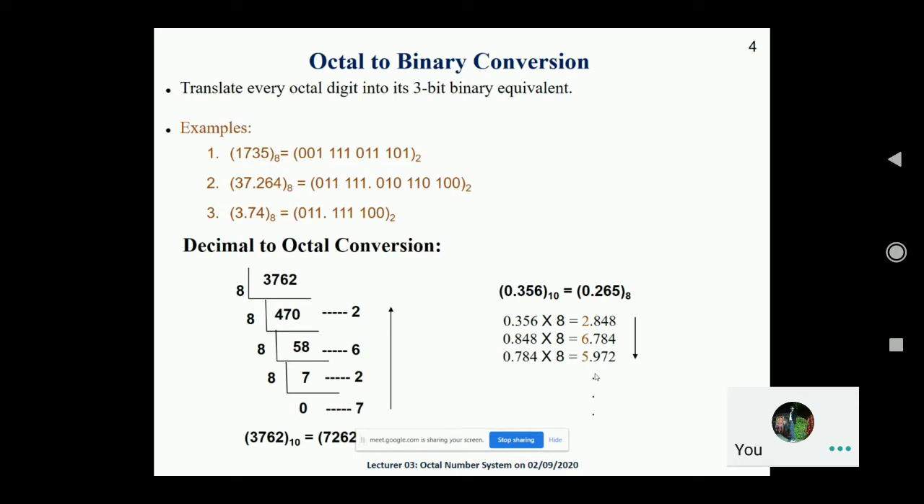When we multiply 0.784 again, after a few times some particular fractional numbers start repeating. Suppose after the dot it comes as 2.848, but we already multiplied 0.848 earlier. At that time we automatically know we can stop there.